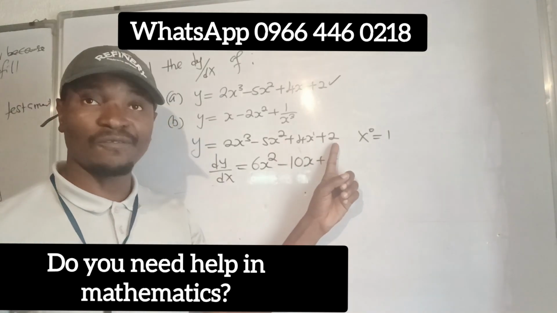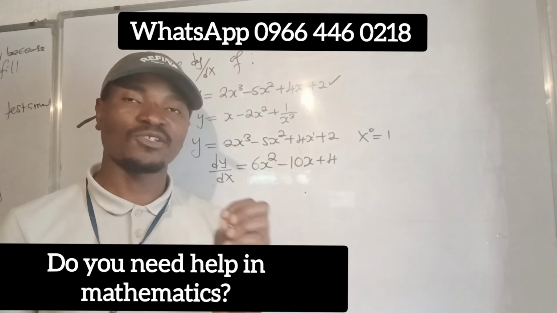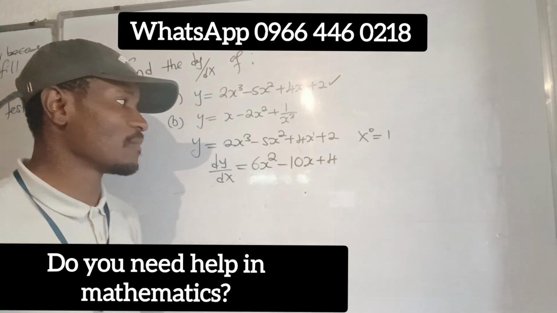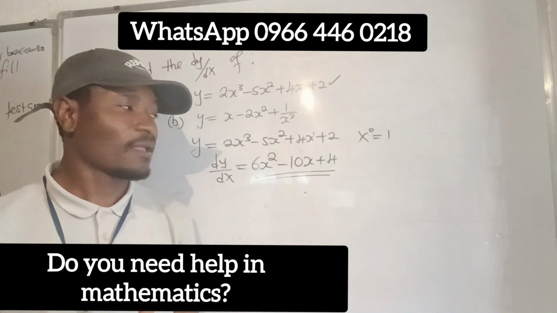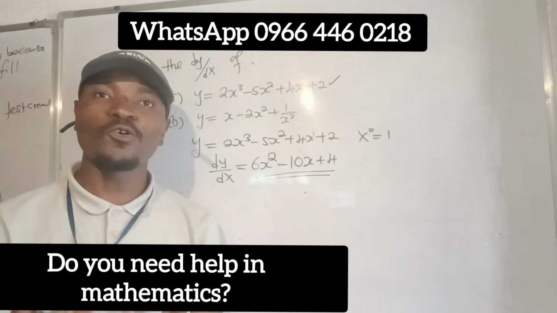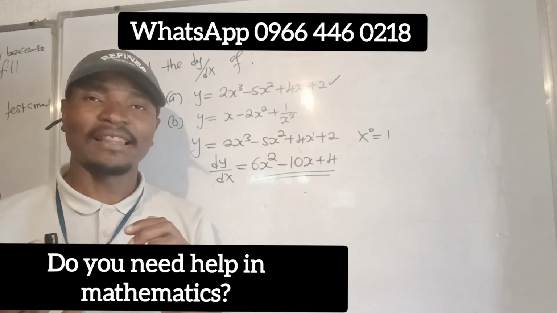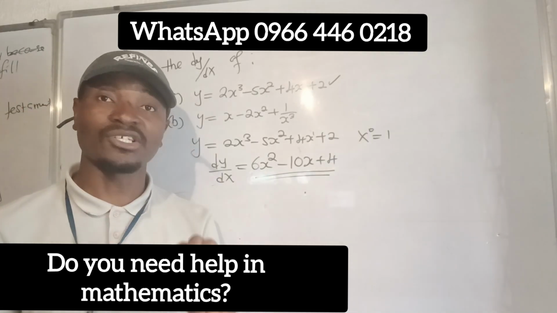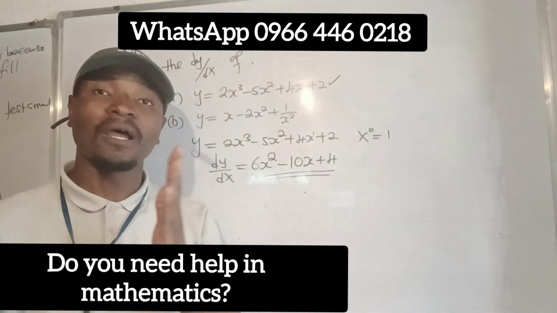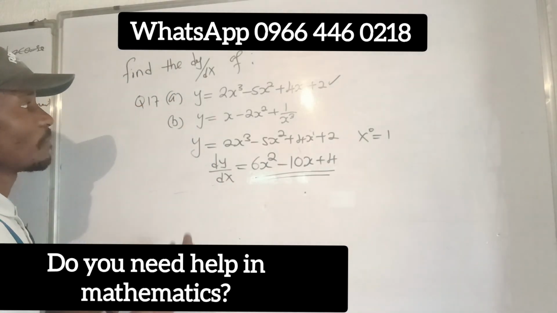Now, if you are differentiating a constant, that always evaluates to 0, that becomes 0. And this is our final answer. Now, remember that each time you are differentiating a particular equation or polynomial, that simply means that you are finding what we call the gradient function of that particular equation or polynomial. Okay, so that's the answer.